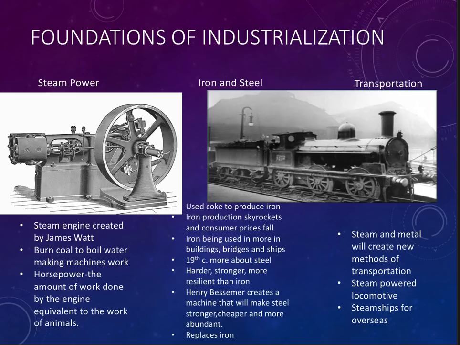So in the 1700s, we see iron, and then in the 1800s, we see steel. In terms of transportation during this industrialization, during these industrial societies, transportation is going to develop rapidly. Steam and metal will create new methods of transportation like steamboats, steamships, as well as the beginning of railroads.